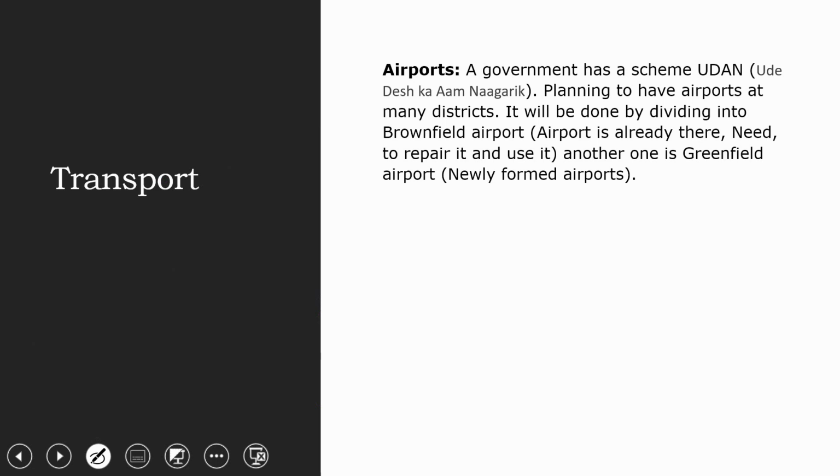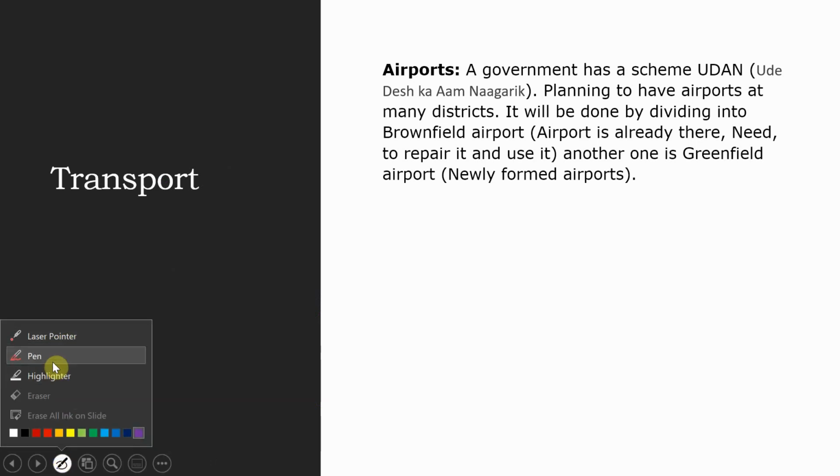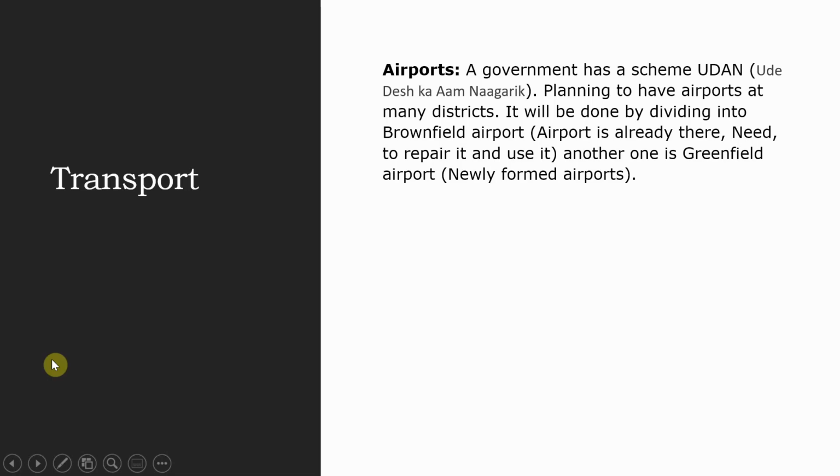It means that your Kalimpong airport, that Sikkim airport, will be termed as a Brownfield airport, and a Greenfield airport is where you have to create a new airport. So a newly formed airport will be your Greenfield airport. Okay, that's from my side. Thank you.